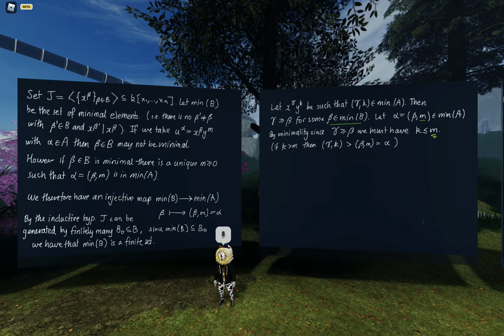Okay, so let's say, well, maybe let's write it like this just to spell out what I said. So suppose the minimal elements of B were beta 1 through beta r, and that the heights are m1 through mr. And let's take m to be the maximum of all those heights.